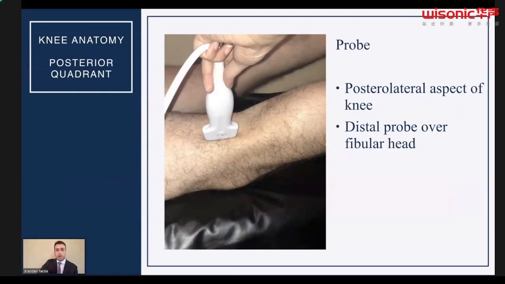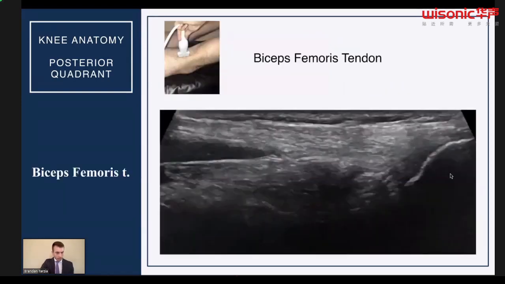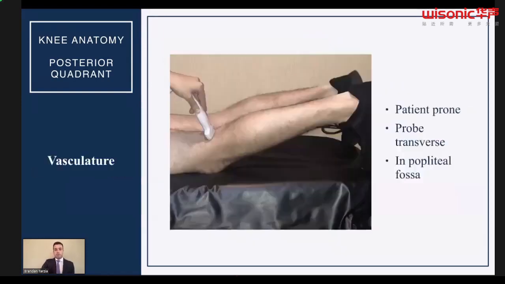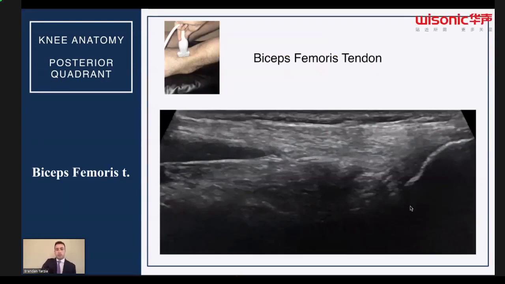And then you're going to have it over the posterior lateral aspect of the knee, just like we're seeing right here. And you're going to have the distal probe over the femoral head. So if we look at what it looks like here, we can see that right here you're going to have the fibular head. And then right here, you have this structure, the biceps femoris tendon, that you can see attaching right to that head.